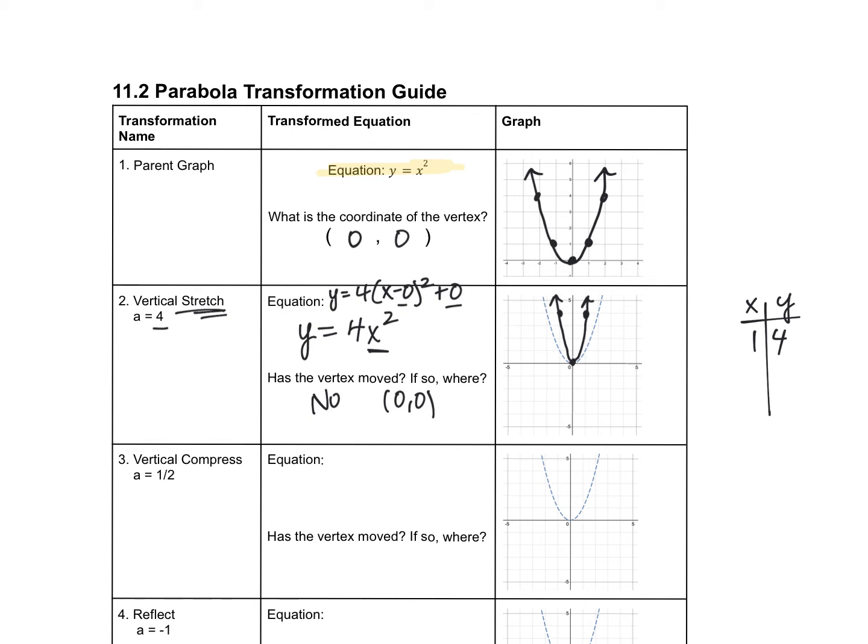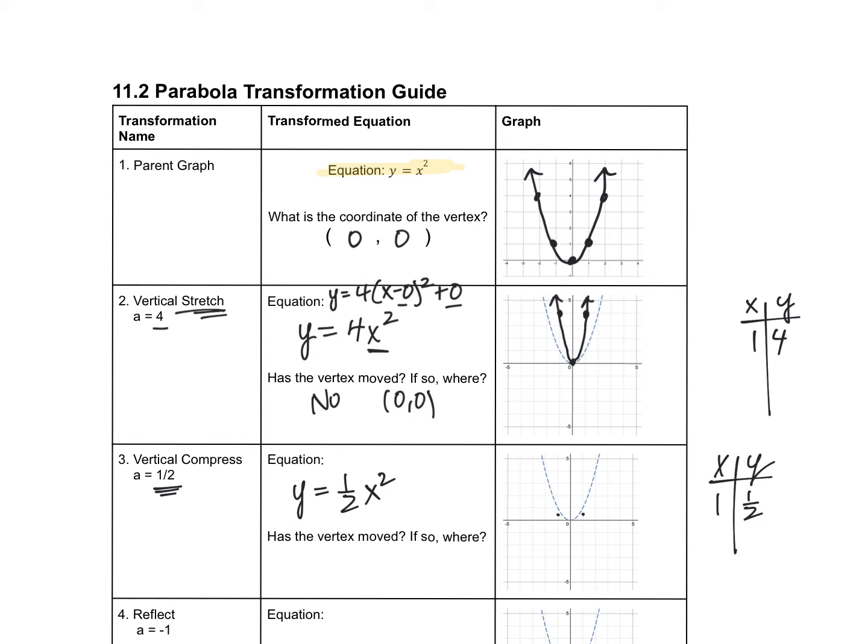All right, the next one is a vertical compression. It's saying that the a value is a half. So that means I'm going to put that 1/2 out in front of the x squared. All right, so same thing, I like to just plug in a point over here. If I plug in 1, so I would do 1 squared first, which is 1 times a half is a half. So that means I'm going to go over 1, up a half. I'll do that over here too.